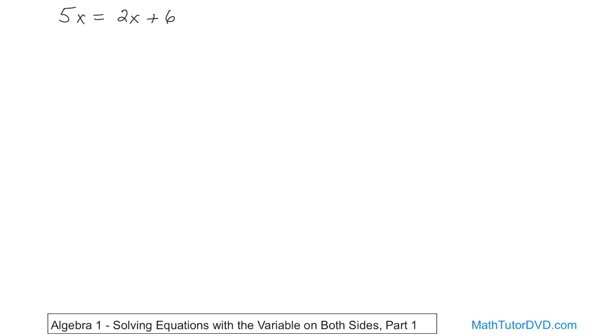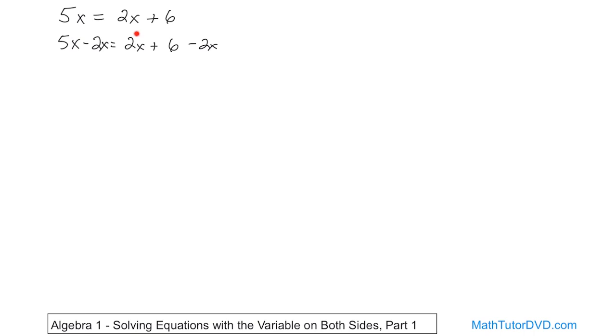So how do you proceed? Well, let's first try to move the 2x over here. Remember, the 2x is kind of grouped as a unit. You can't just move the x by itself. You have to move the whole term. We call it 2x. So since this is positive 2x, we'll move it by subtraction. So we'll have 5x equals 2x plus 6, and we'll just subtract 2x from this side, and we'll subtract 2x from this side.